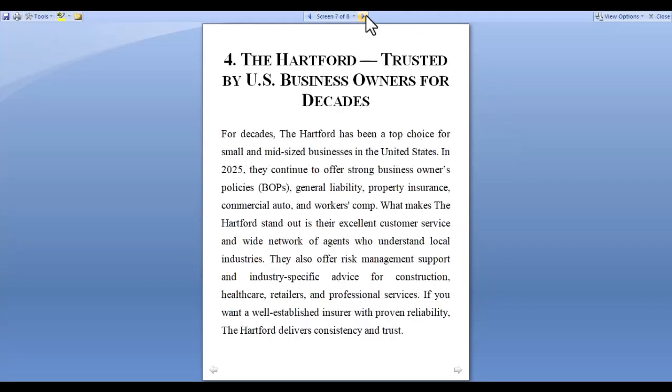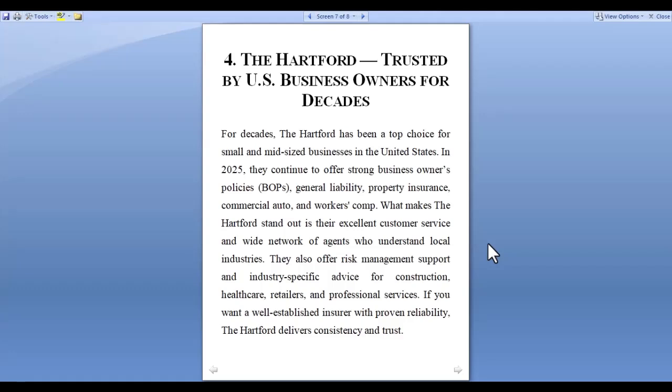So now let's go to the next one. Number 4 here says The Hartford, trusted by US business owners for decades. For decades, The Hartford has been a top choice for small and mid-sized businesses in the United States. In 2025, they continue to offer strong business owner's policies, general liability, property insurance, commercial auto, and workers' comp.